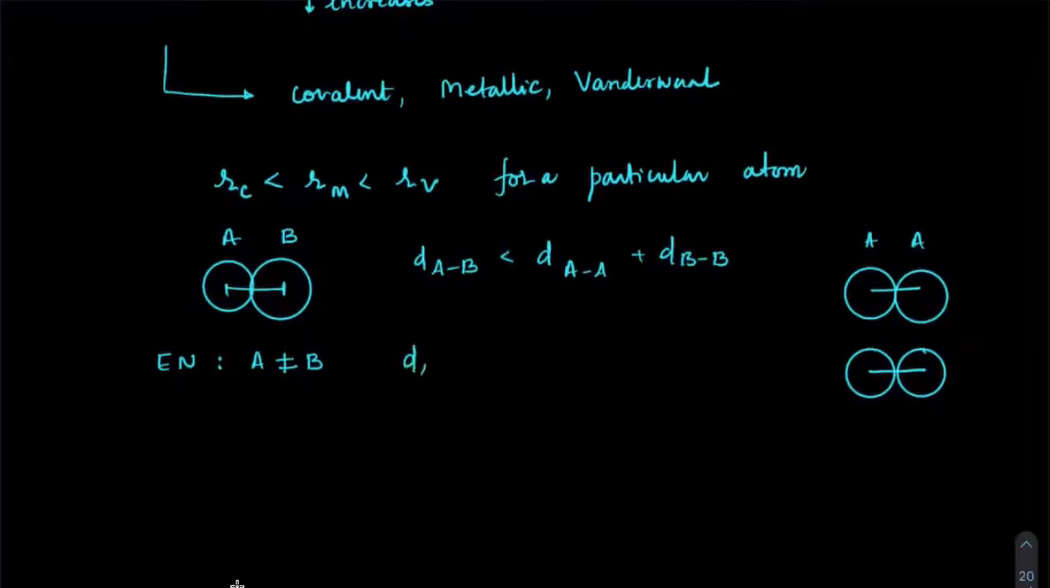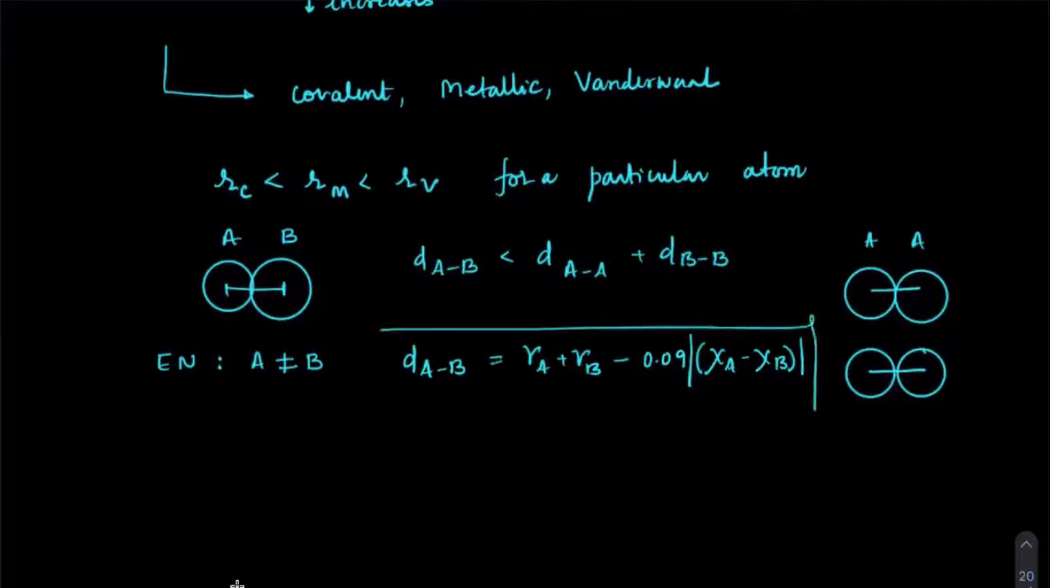And we can calculate the distance between A and B as the radius of A plus the radius of B minus 0.09 into the modulus of the electronegativity difference between A and B. So using this formula, we can calculate the distance between A and B. I guess you should remember this. And the electronegativity which we are using here is from the Pauling scale. What is the Pauling scale? I'll tell you.